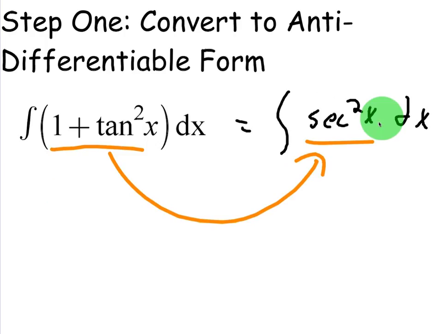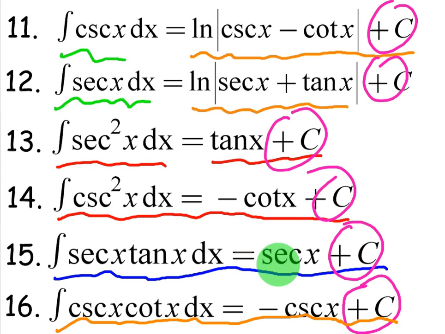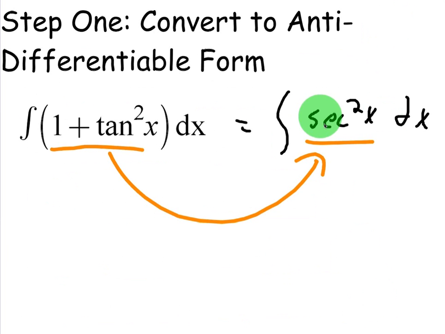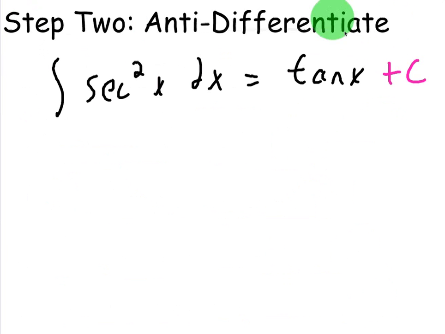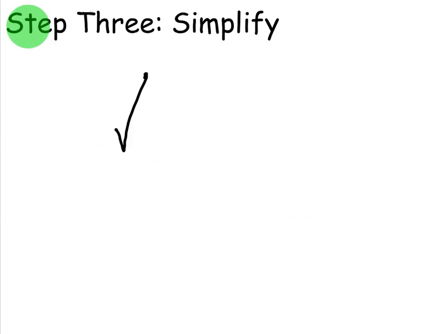And that is one of the rules we learned. The antiderivative of secant squared is just tangent of x plus c. So now for step 2, we can easily anti-differentiate that. Antiderivative of secant squared is tangent of x plus c. And there's really no simplification to do.